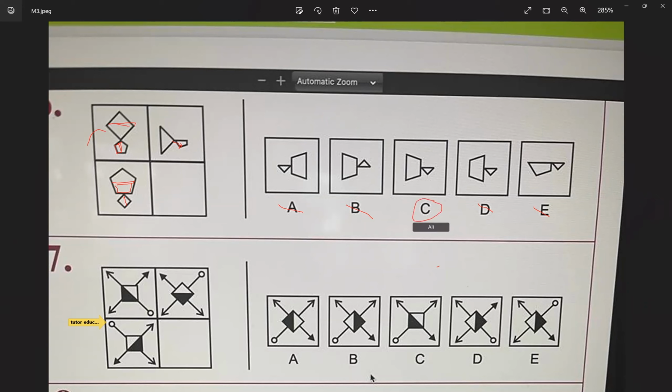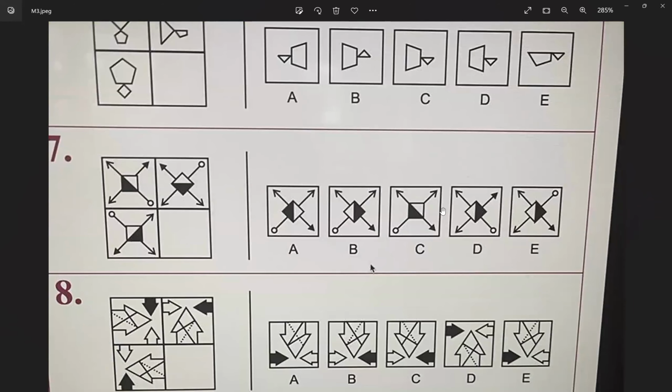What a beautiful way of explanation here, Elise. Well done. Thank you. You're welcome. Now it's time for question number 7. Okie dokie.